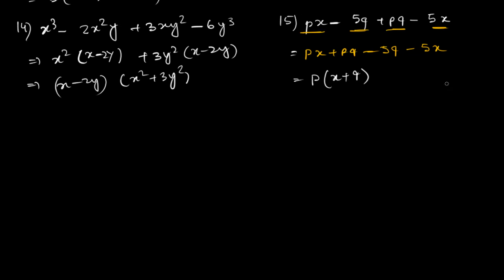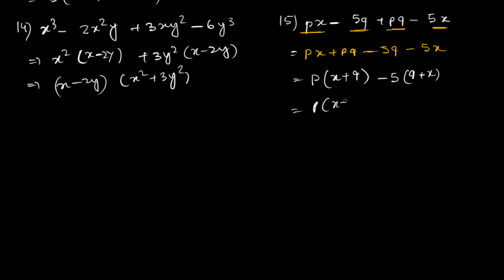So let me try with this combination, otherwise I have to go for any other combination. So it gives me x plus q, and I can take minus 5 common. It gives you p plus x. So basically x plus p. Again, be careful while taking a negative term common, because you have to change the sign inside the bracket.